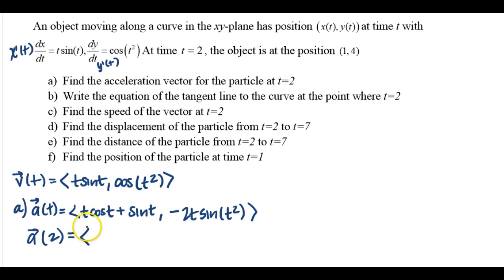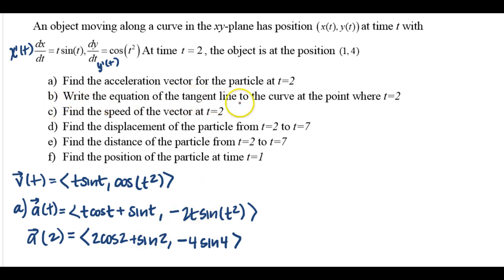So I'm just going to plug 2 in everywhere there's a t. So 2 cosine 2 plus sine 2. And then if I plug in a 2, I'm going to get negative 4 sine 4. And without a calculator, I'm just going to go ahead and leave my answer like this. So I can't evaluate this without a calculator. Now let's move on to part B.